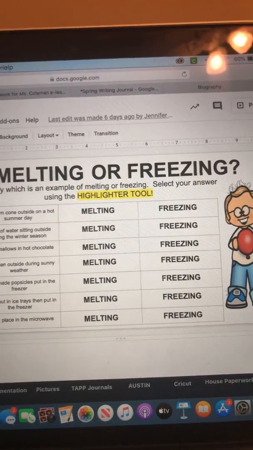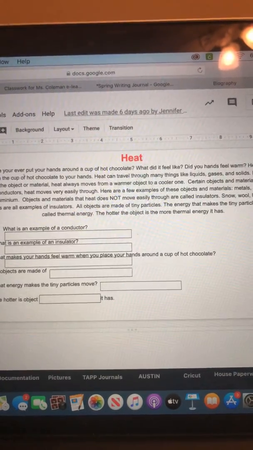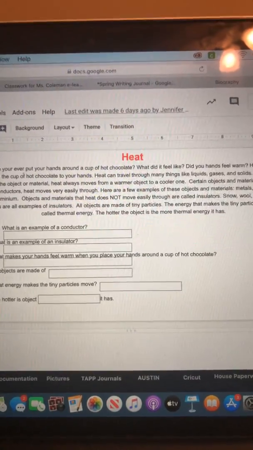All right, and we have one more slide. And I'm going to read this one to you, and then I'm going to read aloud the questions. All right, so the title of this paragraph is Heat. Have you ever put your hands around a cup of hot chocolate? What did it feel like? Did your hands feel warm? Heat moved from the cup of hot chocolate to your hands.